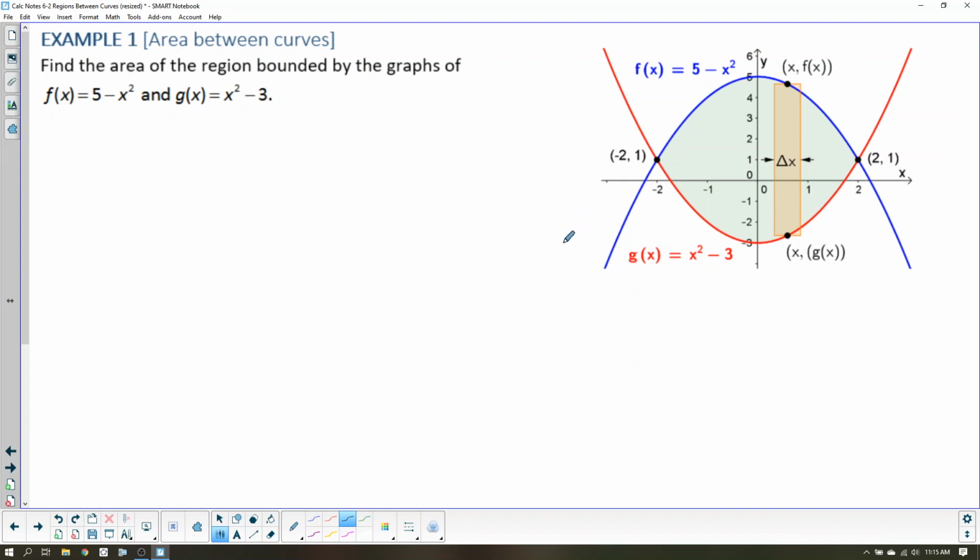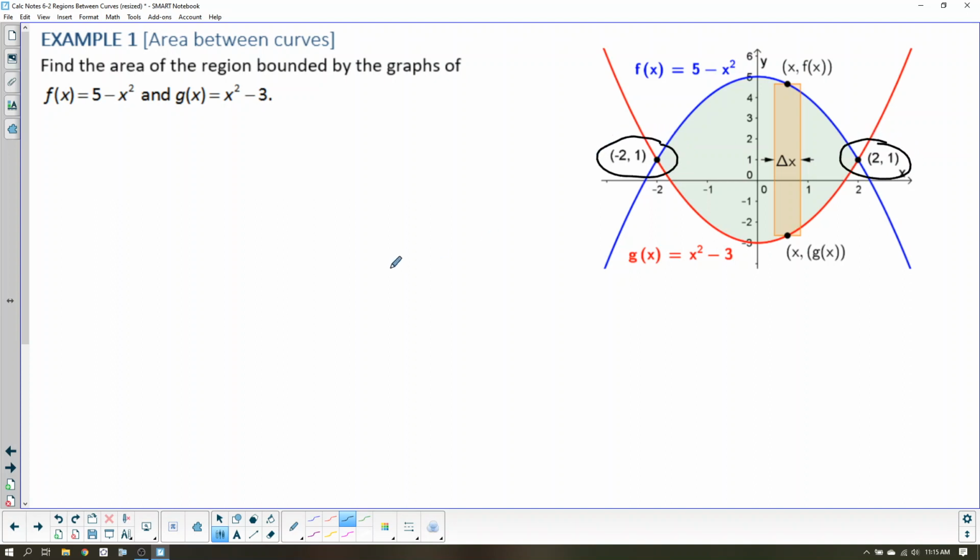Your knowledge of transformations and the basic parent functions will come in handy here. So for example, if we were going to graph this function, we know that it's an upside down parabola because of the negative sign here, and it's shifted up 5 units. So we could draw a rough sketch of what that would look like. Similarly, this is a parabola shifted down 3 units, so we would get the sketch of that. The benefit of having that knowledge is you can easily identify which function is the upper function and which one is the lower function.